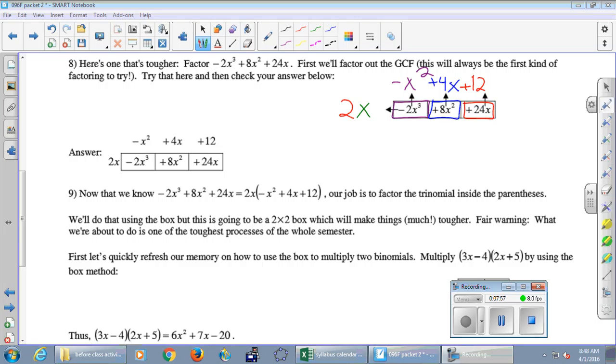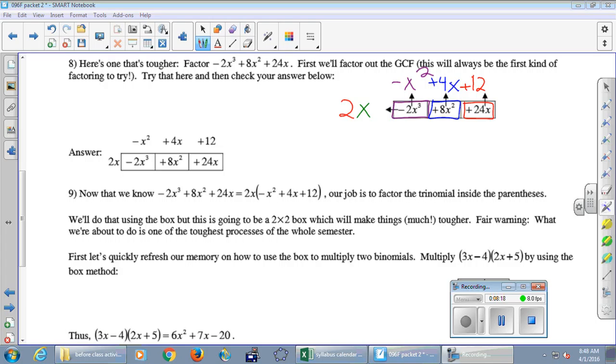We know that the original problem, that was this guy, is equal to a 2x on the outside there times all of this stuff in parentheses. And that's what's written there. Everybody okay? That's what factoring out the greatest common factor looks like. Pull the thing out in the front, everybody else in the parentheses.